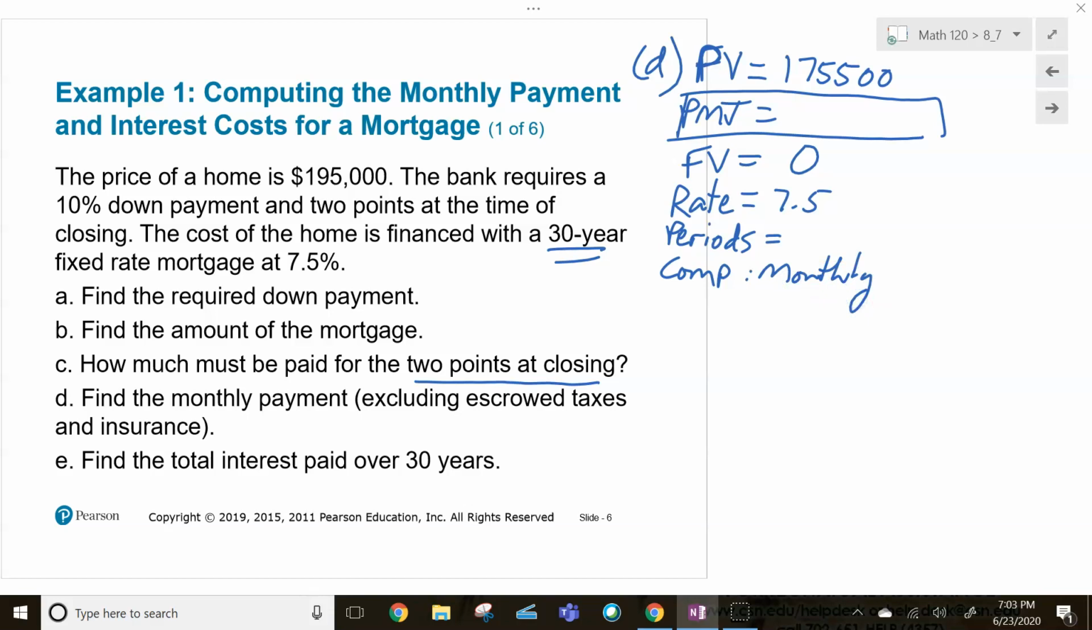So 30 times 12, 360, right? The periods are N times T. So 12 times 30 years, 360 in this case. And we're going to click that payment button. Let's go ahead and do that.